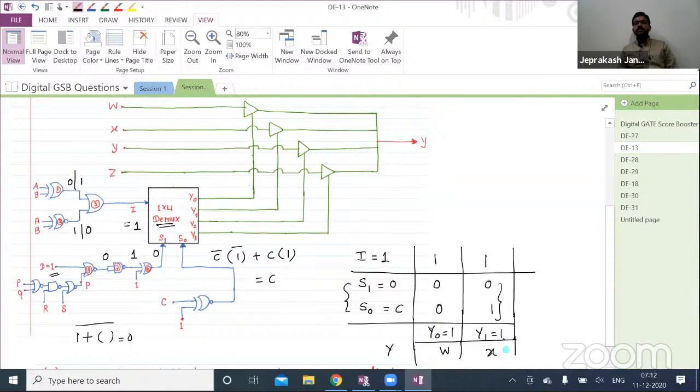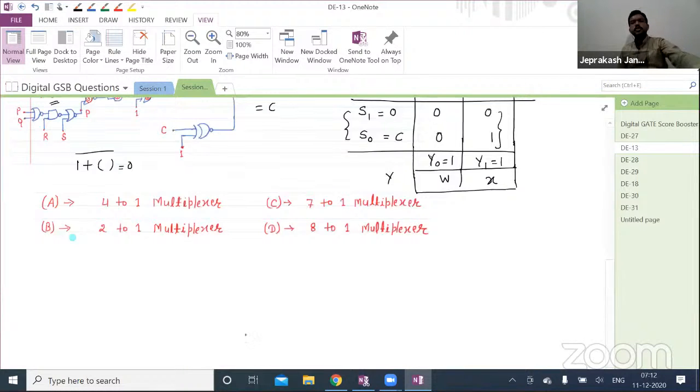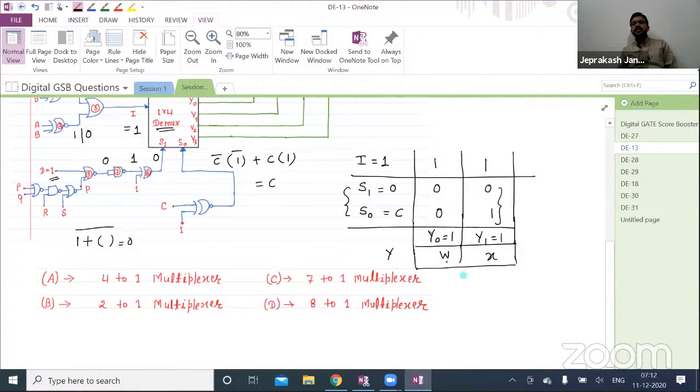So that means overall, if you observe, you're getting the output either W or X. Yes or no? And since you're having 4 choices for the multiplexer, either you're getting W at the output or X at the output based on the S0 value. Because here S1 value is 0, right? So which option is the correct among the 4 choices? It is very simple. Yes, option B, right?